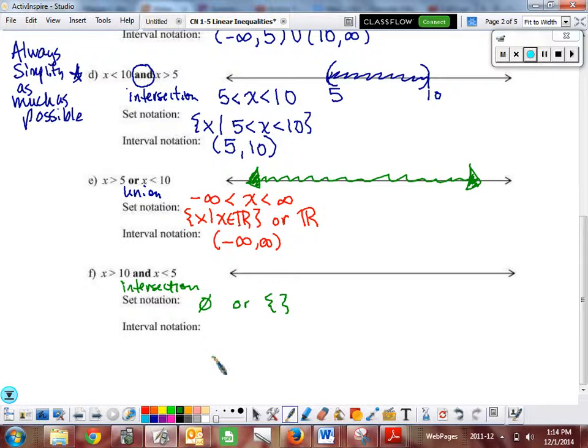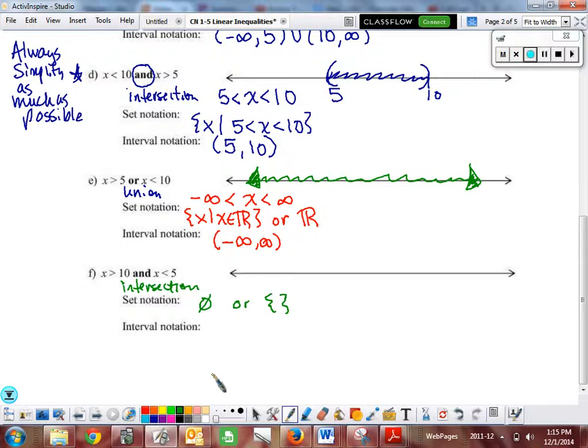Do not tell me that my solution is x such that x greater than 10 and x less than 5. Don't do that, because I'm going to take off points. Your job is to interpret these answers to what they mean. So you should automatically go, well, that's nothing. Interval notation.